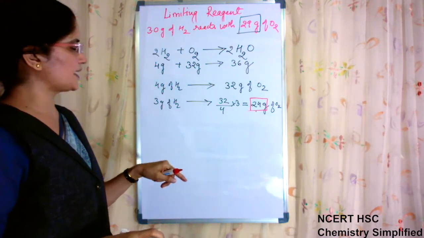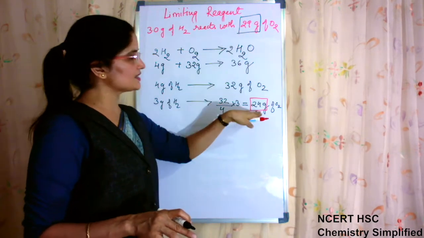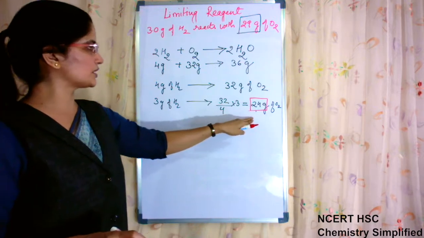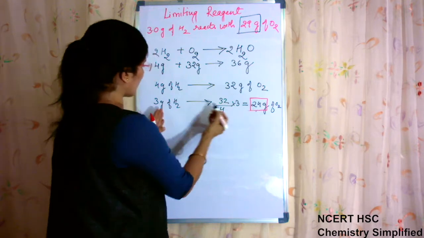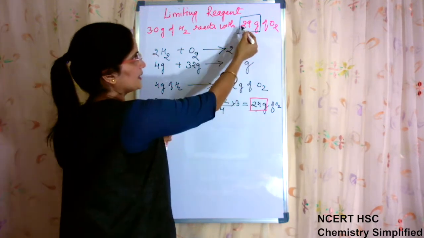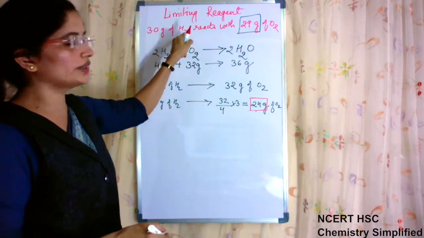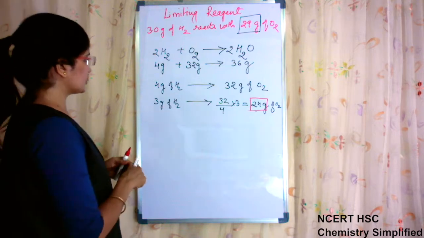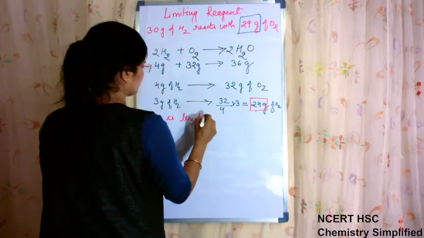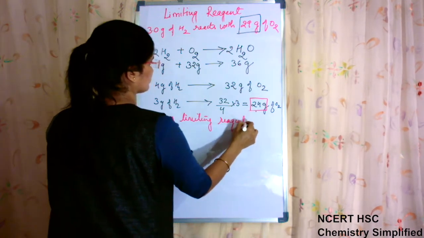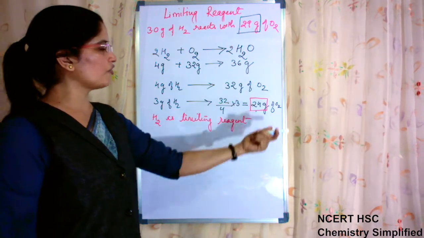That means in this reaction, oxygen is not limiting reagent. Whatever is available, less than it we are requiring. That means hydrogen is limiting reagent, because for reacting with 24 grams we require 3 grams of hydrogen. For reacting with 29 grams definitely we will require more than 3 grams, but available is only 3. That means in this question hydrogen is limiting reagent.